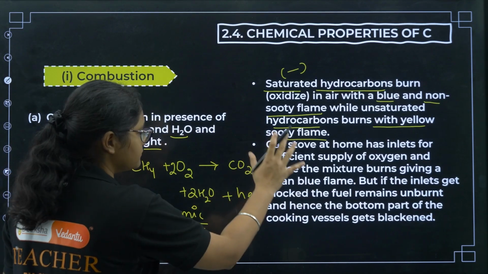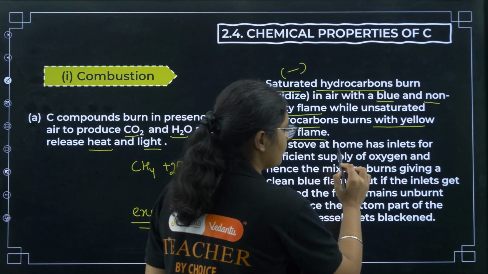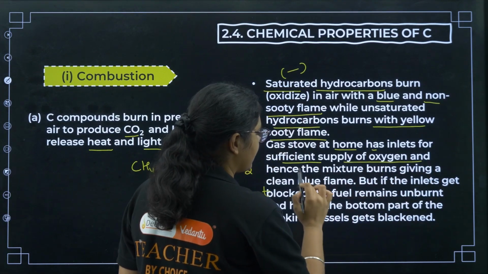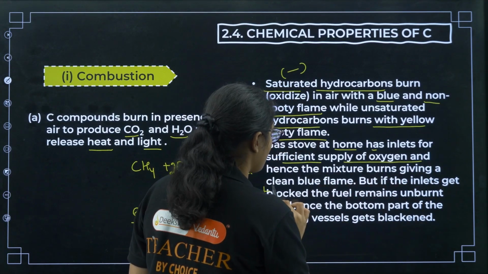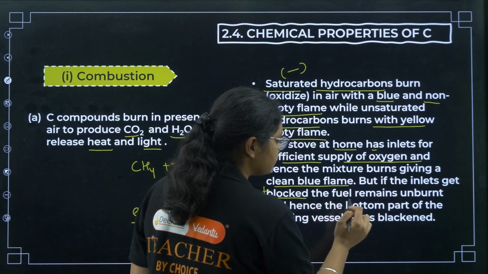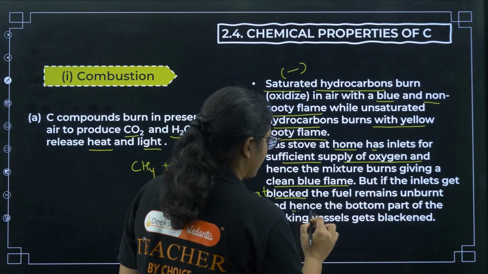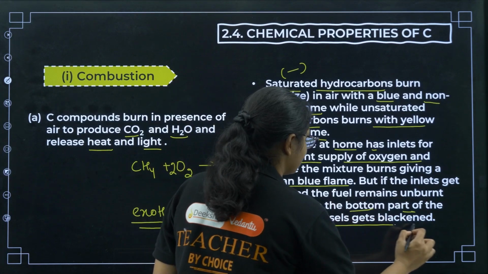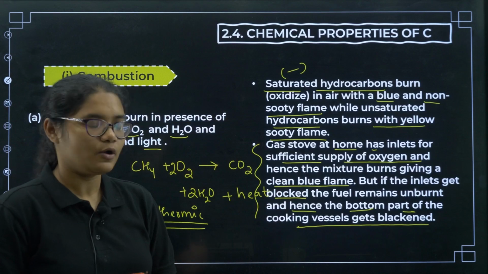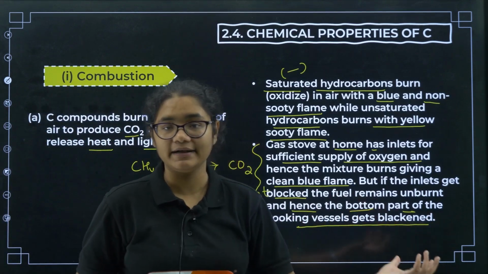Okay, so you can observe here that a gas stove at home has inlets for sufficient supply of oxygen, and hence the mixture burns giving a clean blue flame. But at times if the inlet gets blocked, the fuel remains unburnt and hence the bottom part of the cooking vessels gets blackened. This can be asked as a question: why do the cooking vessels get blackened at the bottom?